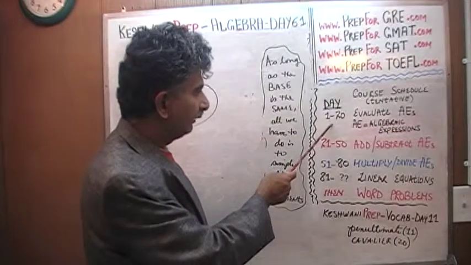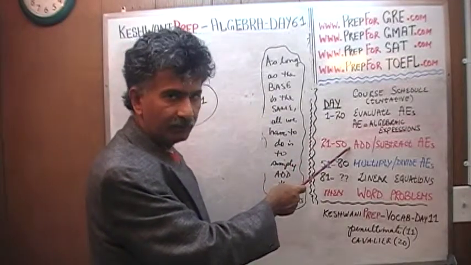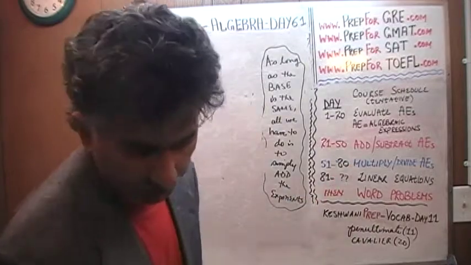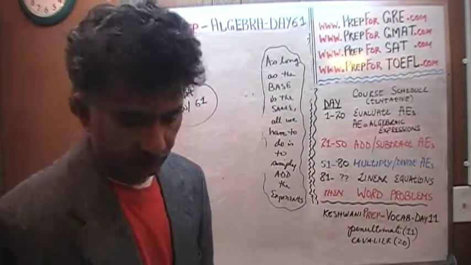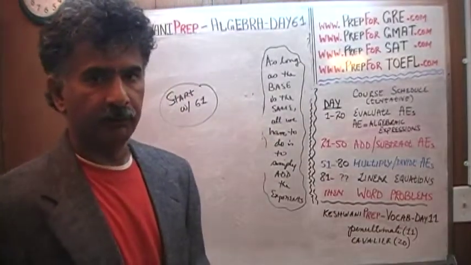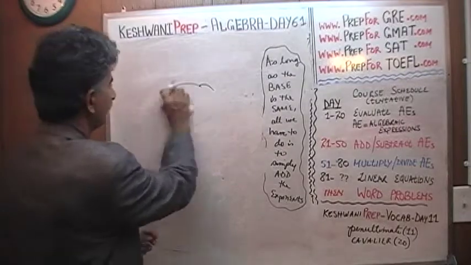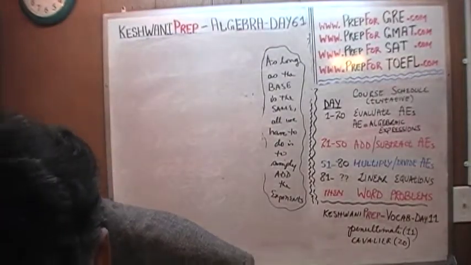In the first 20 days, we learned how to evaluate algebraic expressions, then we learned how to add and subtract them. Right now we are in the process of learning how to multiply them, and then we'll learn how to divide algebraic expressions before we get into the nitty-gritty of linear equations and the word problems. Day number 61. Let's see what we have for today.